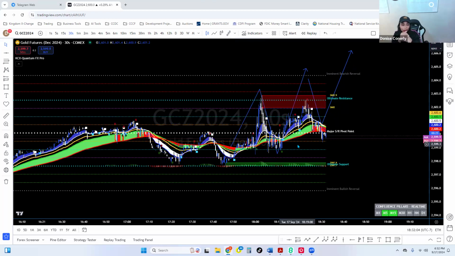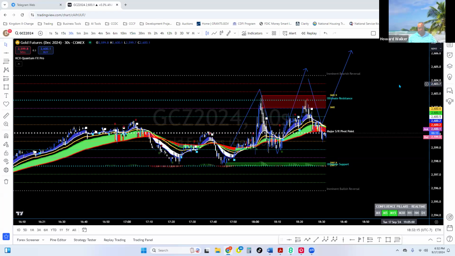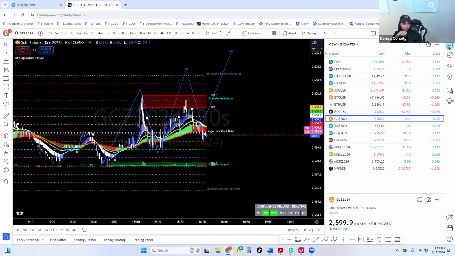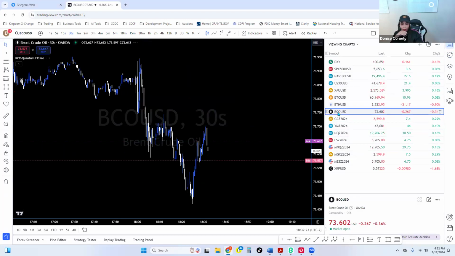Does anybody know if there's been any news that may affect any of the indices or gold? It's just moving slow. Let me see what oil is.